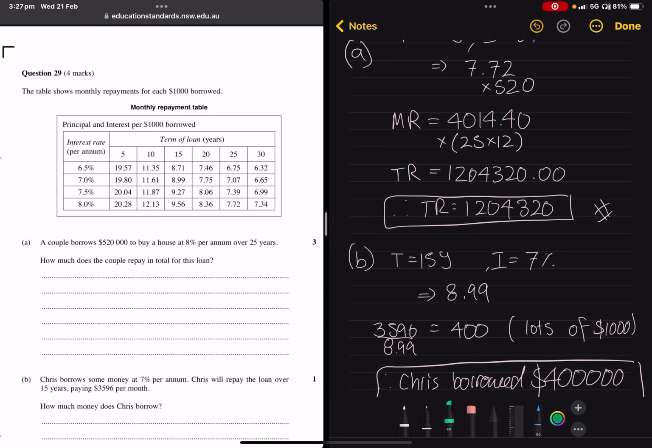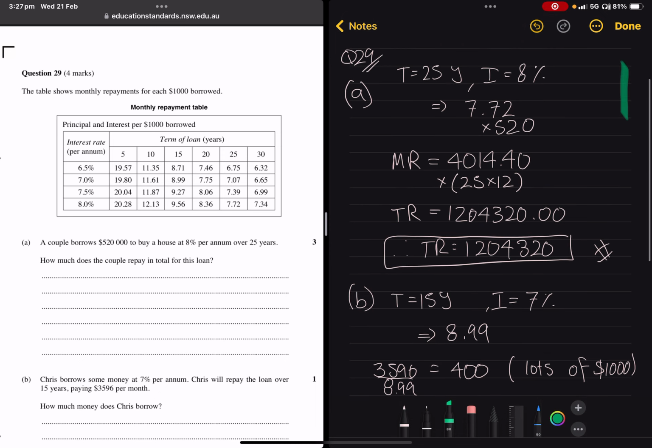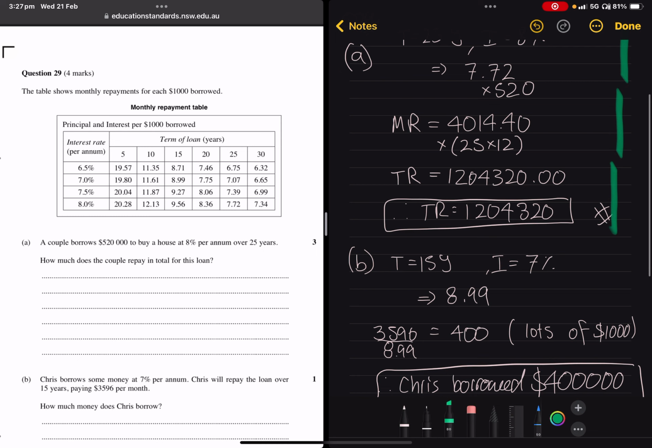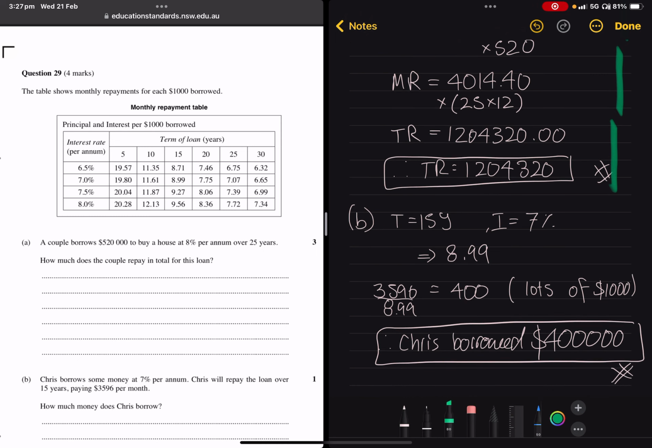So in terms of the marking, the first part is worth 3 marks, the second part just 1. For the first mark from 29A, you have to identify the correct factor from the table. So you've got to get the 7.72. For the second mark, you've got to find the monthly repayment. And for the third mark, you've got to find a correct solution. For part B, they just want a correct answer. So it's 1 mark for getting the working that gives you the answer 400,000, nothing for anything else. So this is how we do question 29 from the 2023 Standard 2 Maths paper.